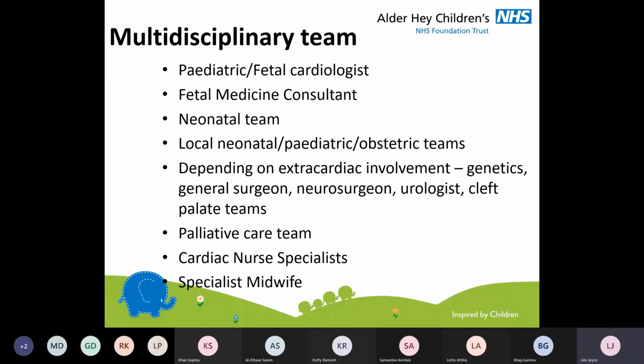So as I said earlier, we do not work independently. As the fetal cardiologist, we get the fetal medicine consultant involved, we get a neonatal team involved, we get the pediatric and obstetric team involved in district general hospitals if they are planning to deliver there. If there are extra cardiac issues, we get the relevant teams involved. We get a hospice, a palliative care team involved. The cardiac nurse specialists and specialist midwives are obviously involved from the onset as well.